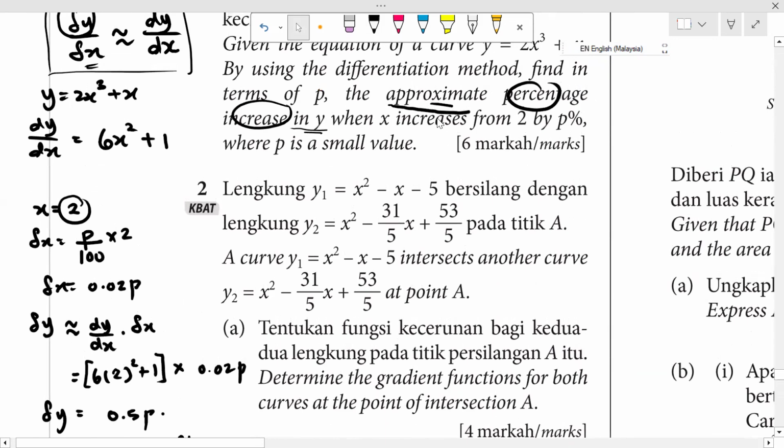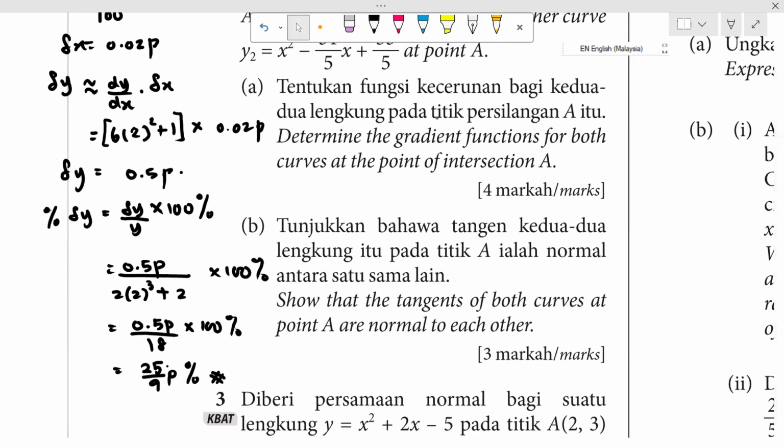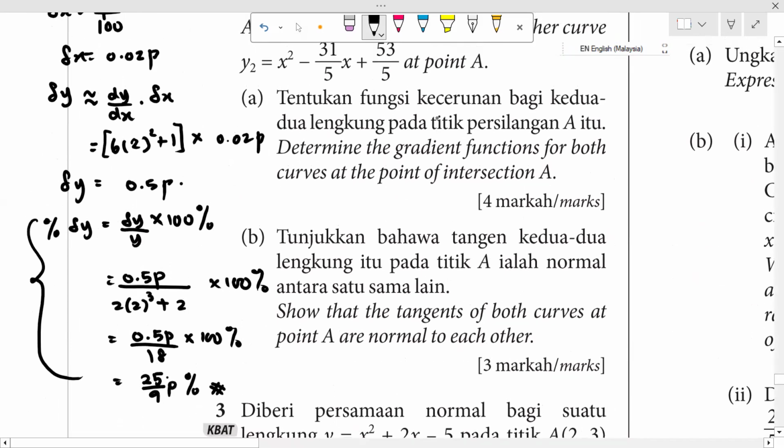Find the increase. Yeah. So we got extra things here. The percentage of increase. This one applies what you have learned in primary school. Percentage of something. Okay. Any question? Okay.